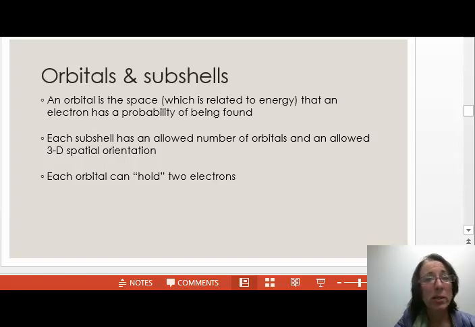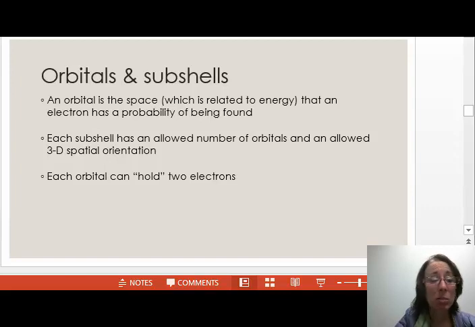The first quantum number we discussed is the shell. The second quantum number we discussed is the subshell. The next quantum number describes what are known as orbitals. Orbitals are the space where an electron has a high probability of being found. Orbital values depend on the subshell, and there are a specific number of orbitals allowed in each subshell.